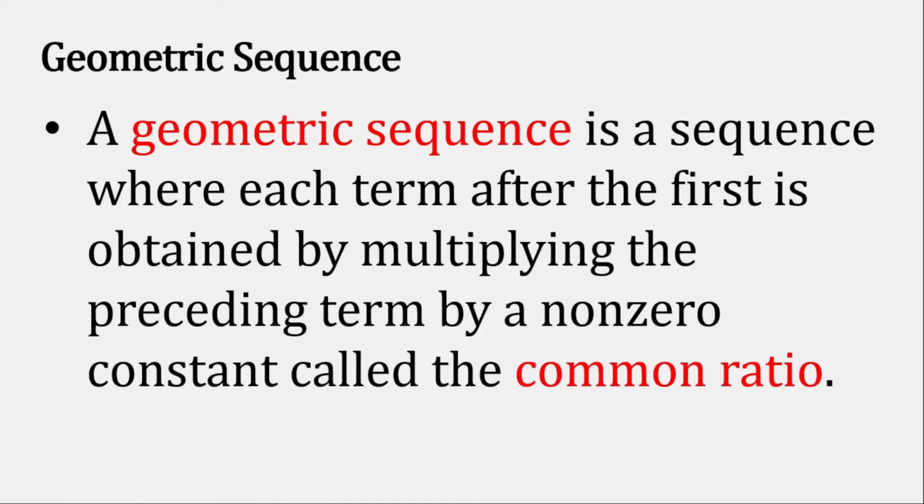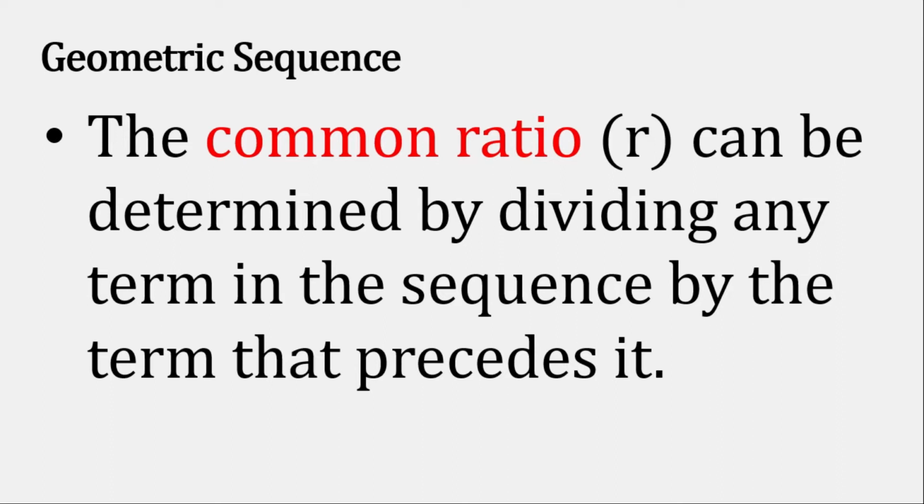By definition, a geometric sequence is a sequence where each term after the first is obtained by multiplying the preceding term by a non-zero constant called the common ratio. The common ratio r can be determined by dividing a term in a sequence by the term that precedes it.